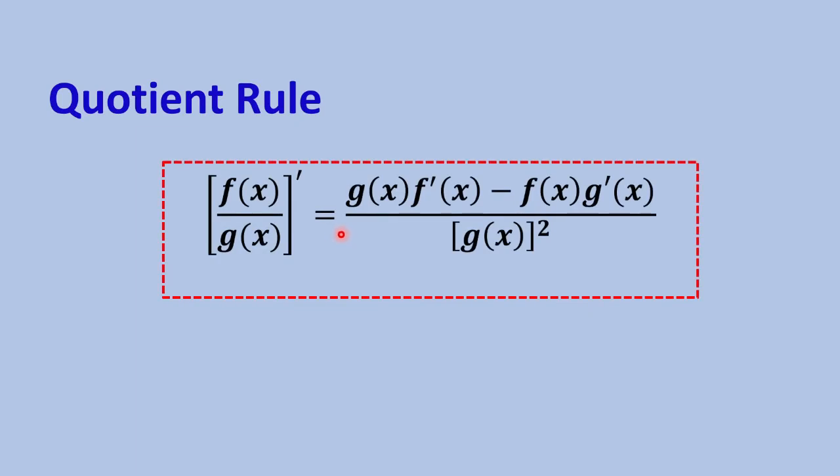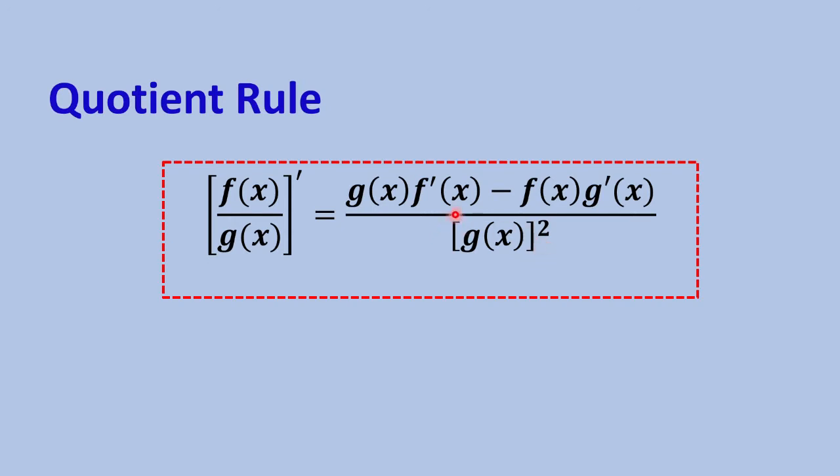In this video, we're going to cover quotient rule for derivatives. So if you would like to get the derivative of f of x over g of x, that would be g of x times the derivative of f of x minus f of x times the derivative of g of x over the square of g of x.